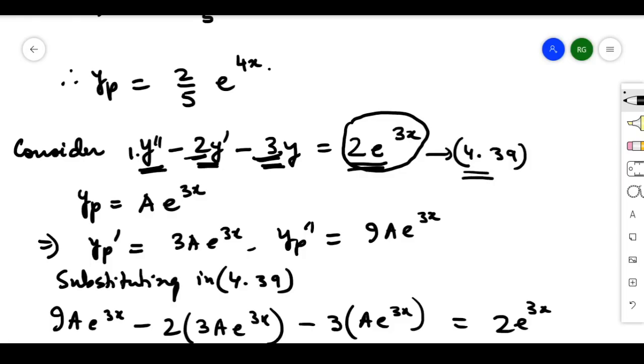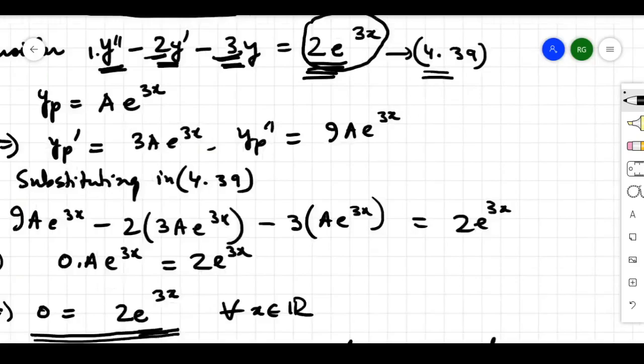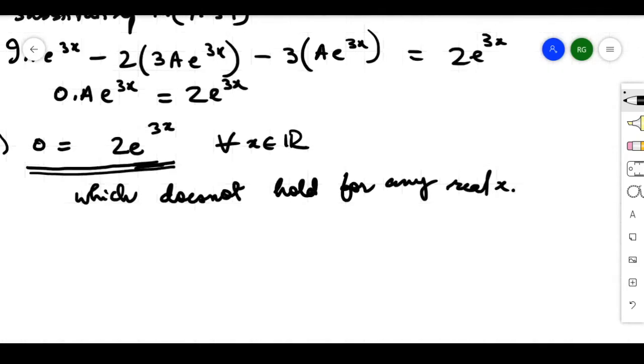But there is a difference on the right hand side, because in the earlier equation 4.36 there was 2 e to the power 4x on the right hand side, but in this equation we have 2 e to the power 3x. So there is a difference in the coefficients of x in the exponent in these two non-homogeneous terms. In the first case we have got yp as 2 by 5 e to the power 4x, but in the second equation we do not get a value of a. So why is this happening?